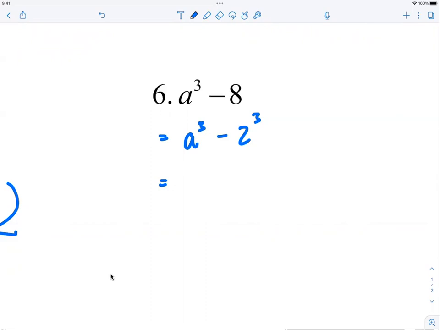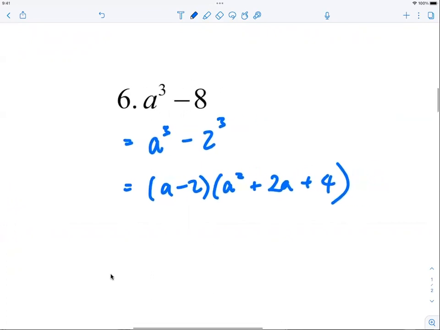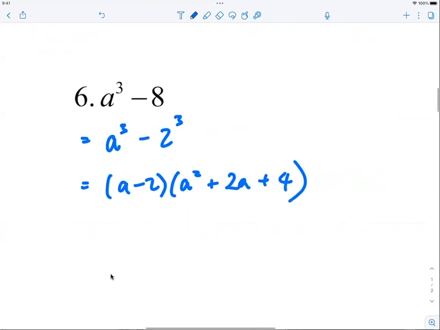Okay, so we have what? We have a minus 2. You get a minus 2. Okay, and then a squared plus what? A squared plus 2a plus 4. Okay. All right. So that will be the factors.